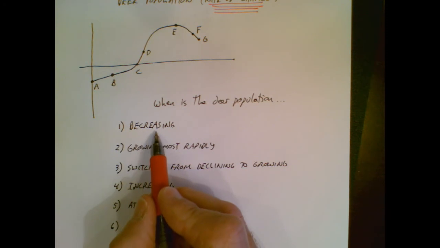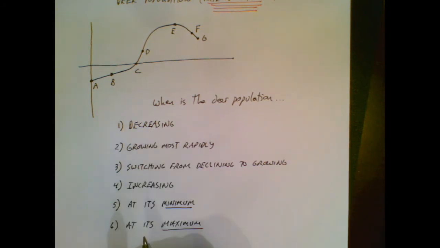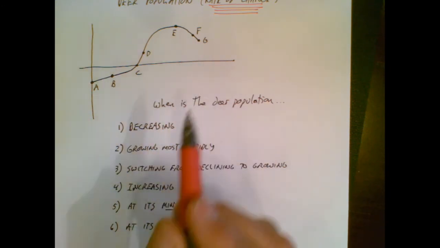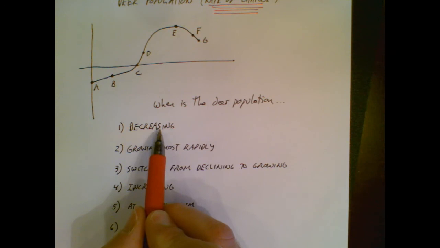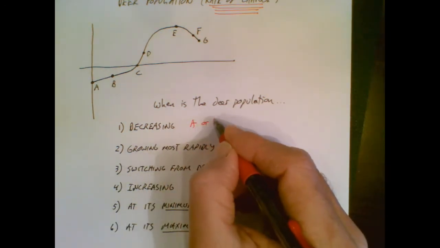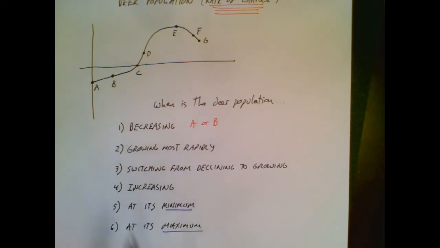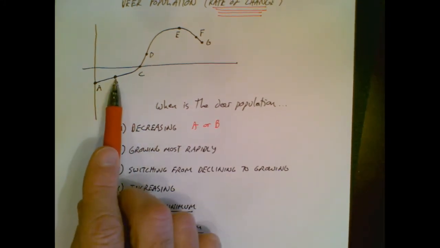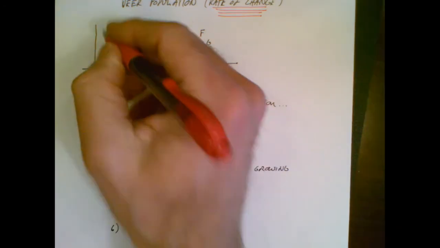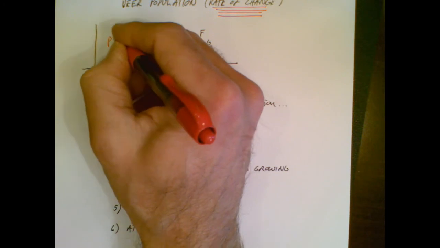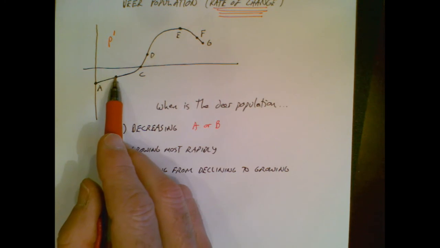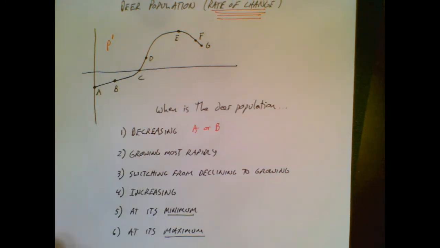When is the deer population decreasing? You're tempted to say F, but remember, decreasing population graph means a population graph with a negative slope. So you could answer either A or B. A is debatable because it's an endpoint, but B for sure. The deer population is decreasing because the derivative, this is really a derivative graph, population prime we'll say, had a negative y value, that means the population would have a negative slope.